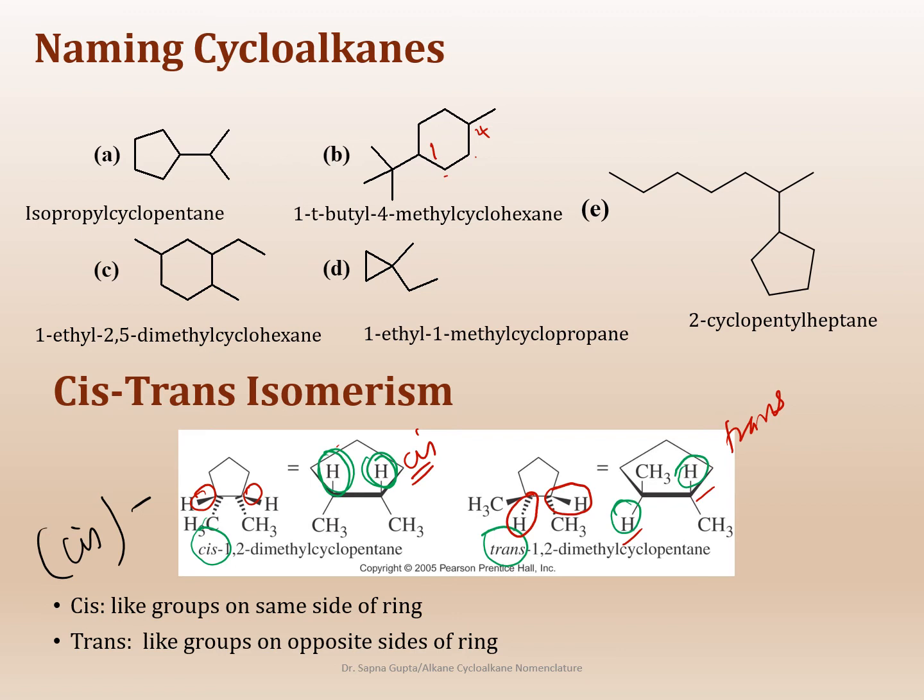So that is how you deal with lack of rotation in cyclic compounds. So you end up having cis and trans isomerism. This is also called geometric isomerism.